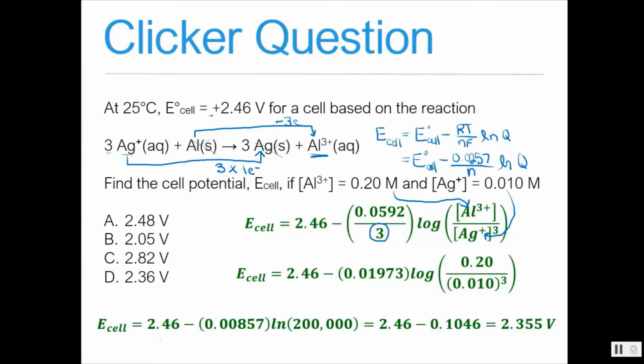And we were told right here that the standard reduction potential for this cell is 2.46. You might have to calculate it based on the half reactions. So you'd have to look at the aluminum going to aluminum 3+ minus 3 electrons, and then that would get subtracted from the silver half cell reaction. So you would be able to look at both of those potentials and do like we did at the beginning, where you could calculate E naught of your cell. And then we subtract from that 0.0857.